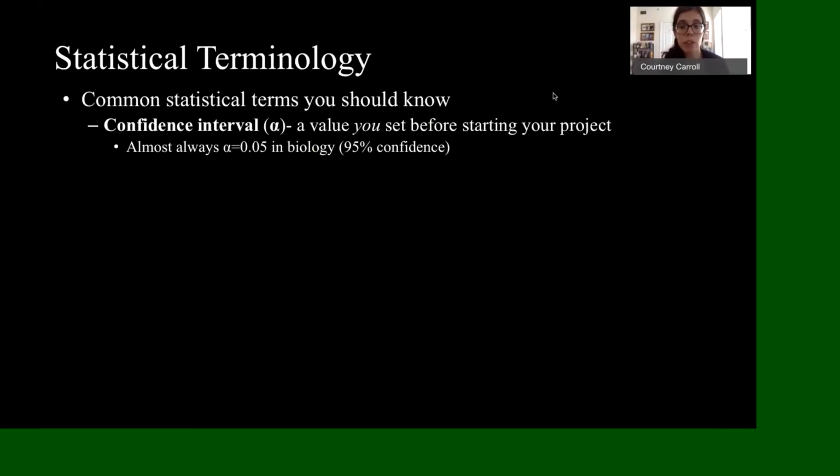However, if you're working for a pharmaceutical company, you might want to set your alpha even lower. You might want to be 99% confident, and so you would set your alpha at 0.01. It just depends on the experiment you're running and your threshold.